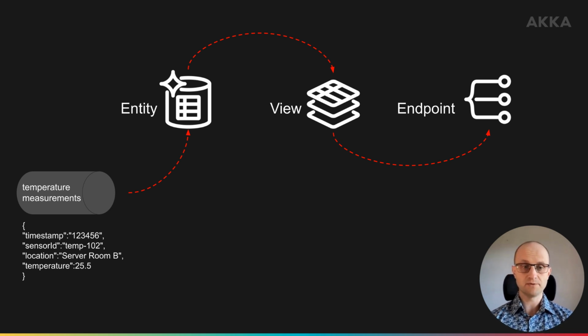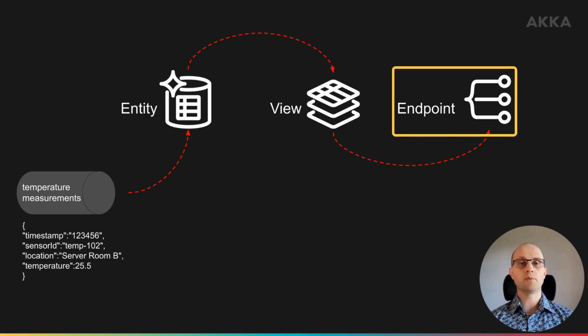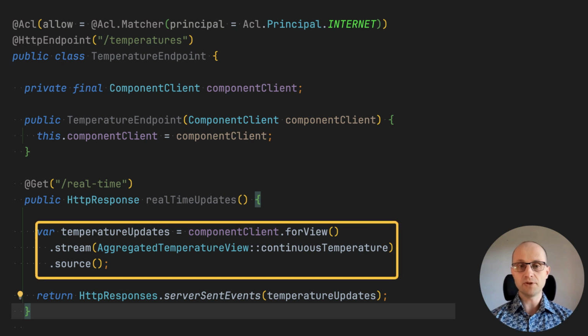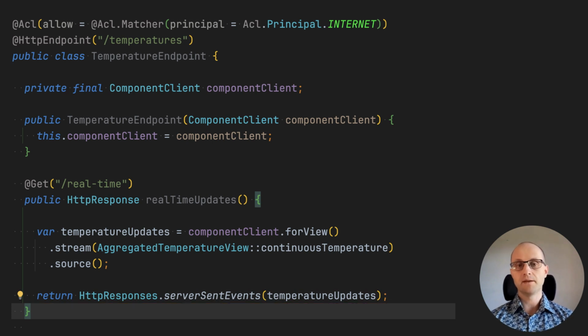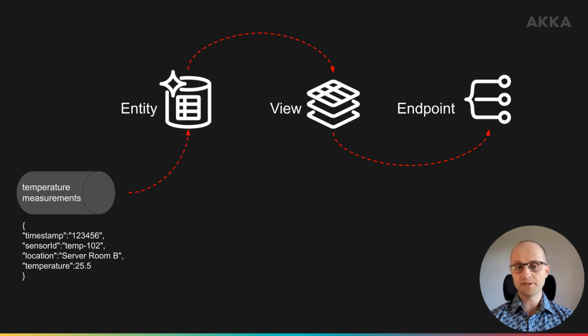The HTTP endpoint component is very simple. It's like any controller or endpoint that you have already seen. It takes the stream of windowed updates from the view component and exposes it as server-sent events under an endpoint with a given path. That's the basic flow. Data is streaming in and streaming out of the system.